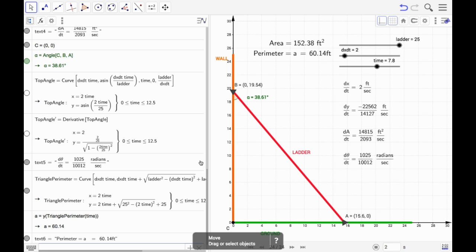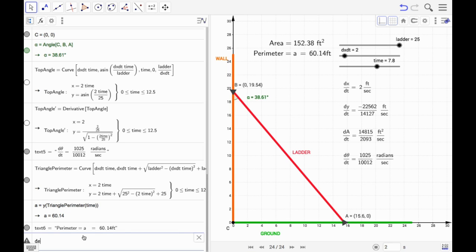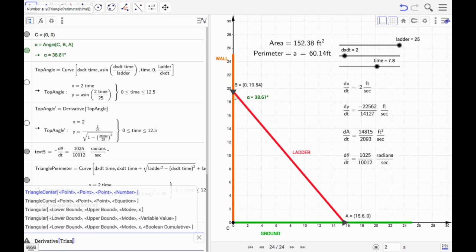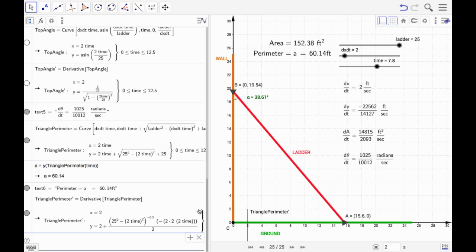Let's come down now, and we want to find the rate at which the perimeter is changing. So we're going to use the derivative, and we want the derivative of a curve, and the curve we want is triangle perimeter. And now we have that triangle perimeter here. Let's turn off triangle perimeter. So here we see x is the rate of change of the bottom of the ladder, so we can see the rate at which the bottom of the ladder is moving, and y represents the rate of change for the perimeter.